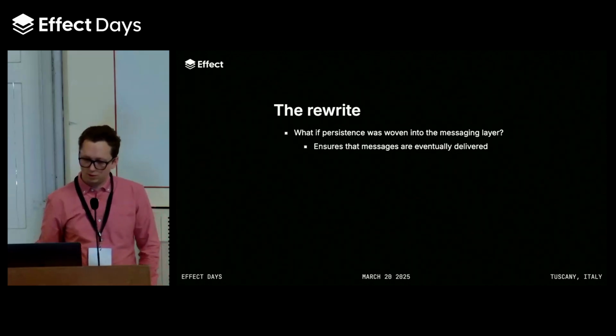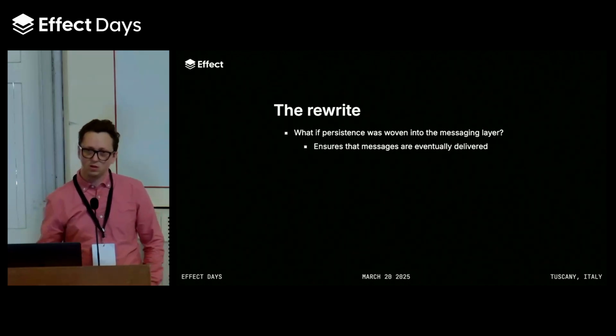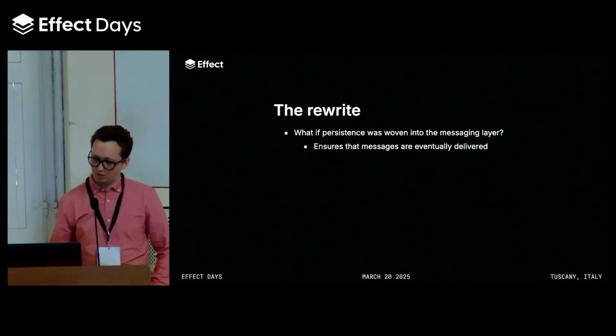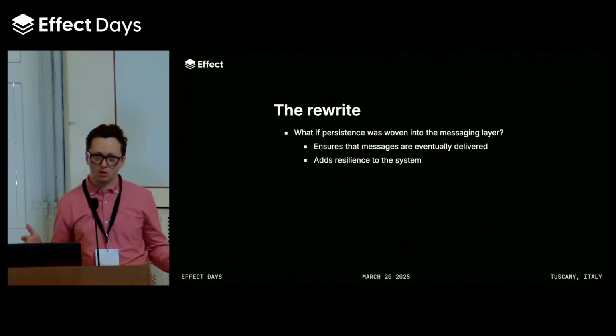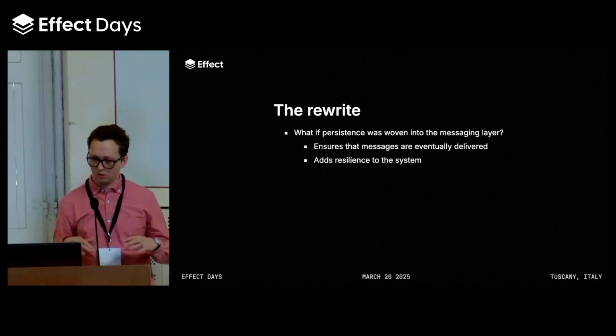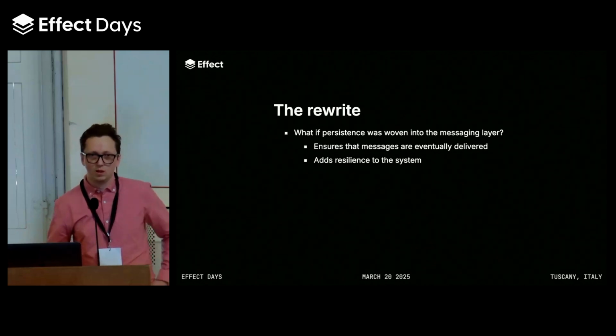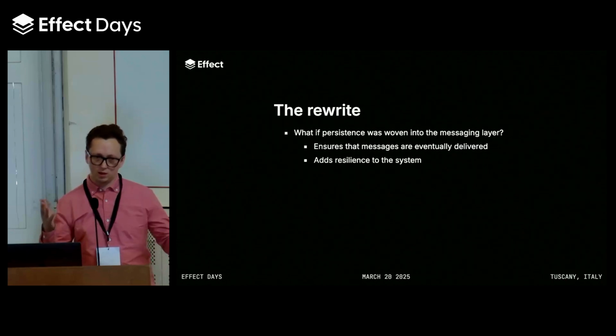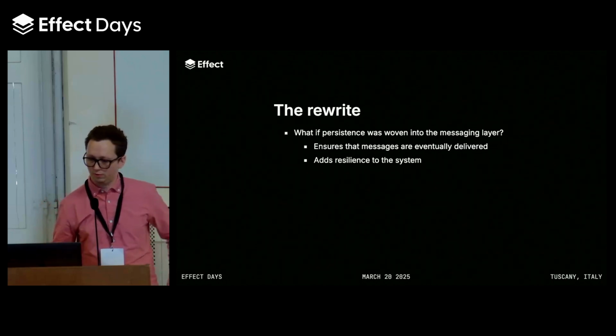So we want to ensure that messages are always eventually delivered in some scenarios. We want the ability to turn this persistence on and off. Maybe you want a volatile message, maybe you want a persisted one. By doing this, we add a kind of resilience to our system. If a pod goes down or a client goes down, when they come back up, they can resume where they left off.